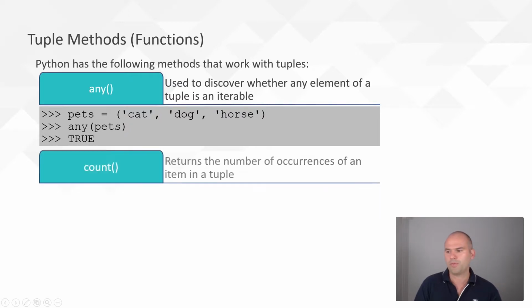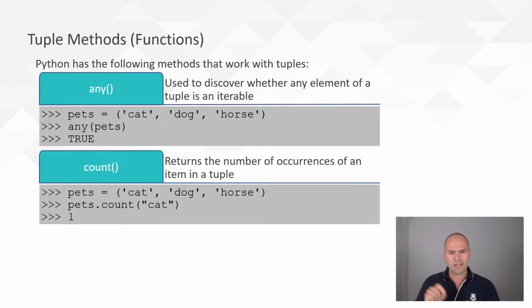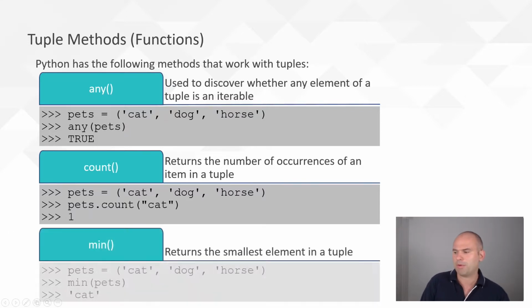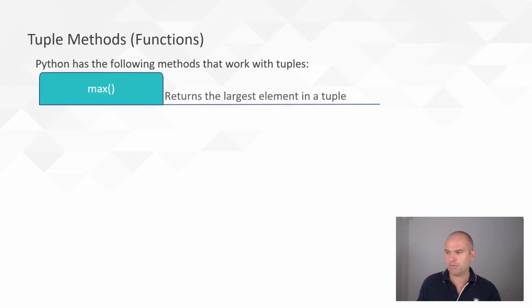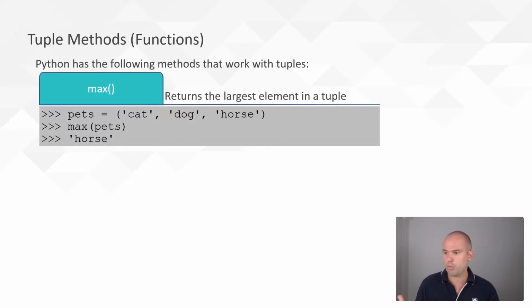Next, count. Count counts the number of occurrences of a particular item inside a tuple. So if we have pets: cat, dog, horse, you can do pets.count cat, and there's one occurrence. Next is minimum. Returns the smallest element. Now, the smallest element in numbers is obviously the smallest number, but in strings, it's kind of more interesting. It's the one with the lowest alphabetical order. So C, D, H, C is the lowest, so cat is the lowest. By that virtue, max would be the highest, H, so max of pets is going to return horse.